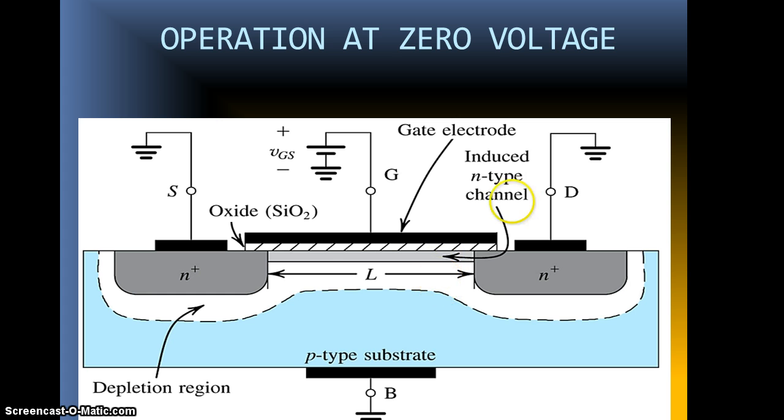The field applied, that is the voltage applied, controls the amount of charge in this channel and determines the channel conductivity. Okay, so the amount of voltage applied here determines the charge conductivity through this induced N type channel.